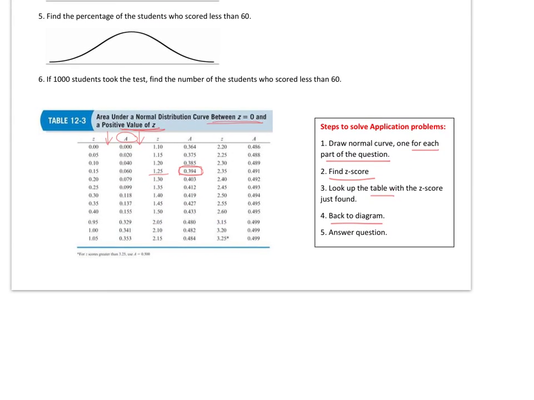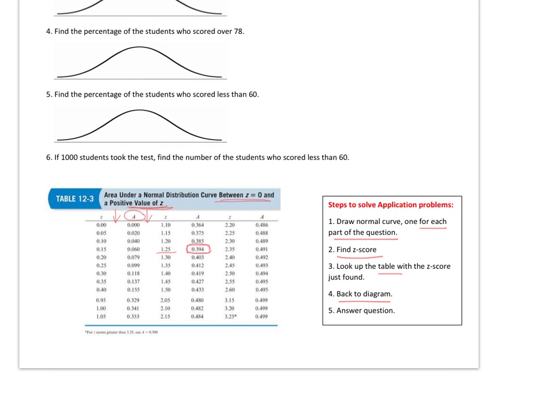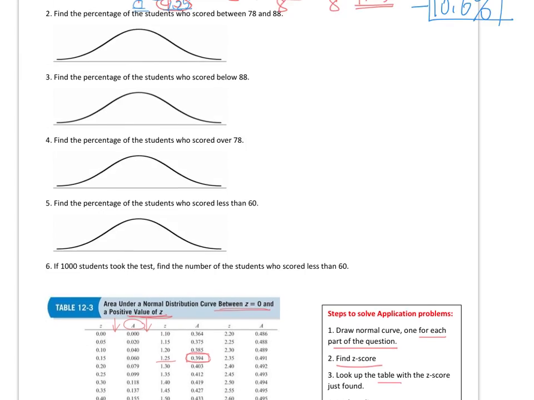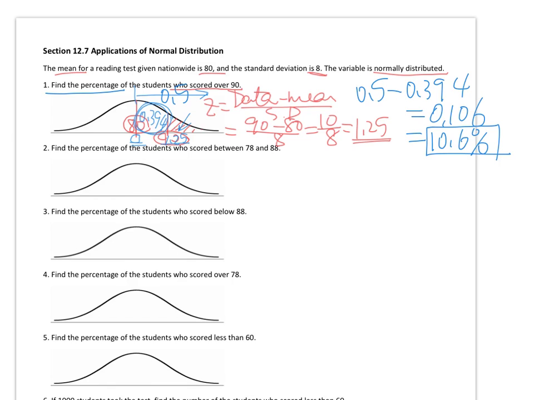And after that, we're going to go to the table. Go to the table from 1.25. This is the z-score. It comes with this A value, 0.394. 0.394 belongs to this region right here, between z equals 0 and a positive z. So if this portion is 0.394, and the entire right of the mean is 0.5, then we get the difference as 0.106, which is 10.6% of the students scored more than 90. Okay, let's look at the next one.